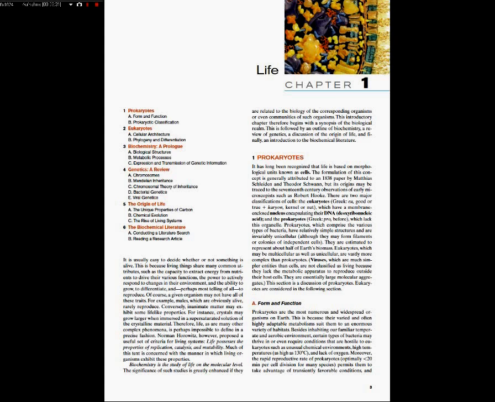Viruses, which are much simpler entities than cells, are not classified as living because they lack the metabolic apparatus to reproduce outside their host cells. They are essentially large molecular aggregates. This section is a discussion of prokaryotes. Eukaryotes are considered in the following section.